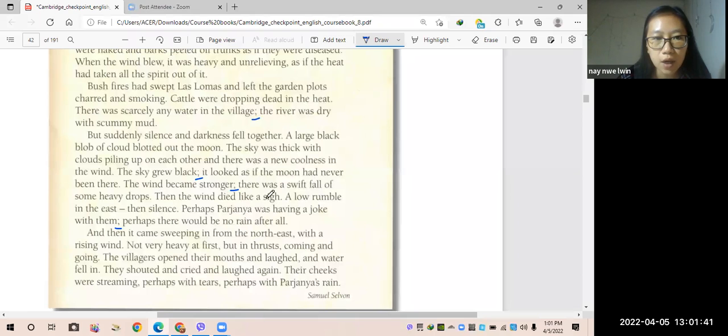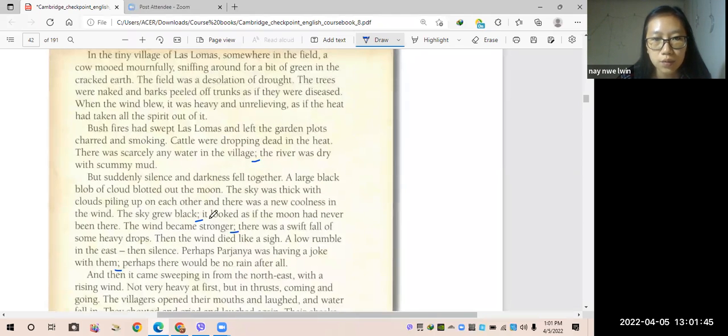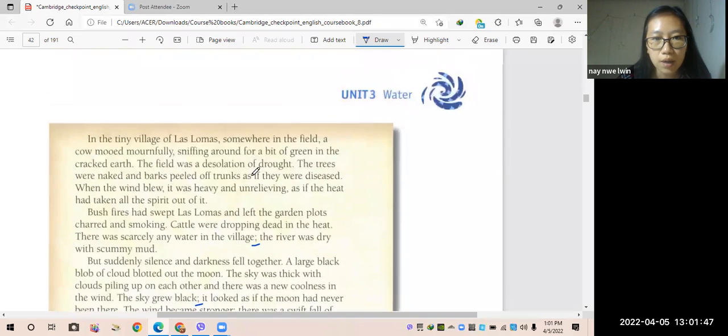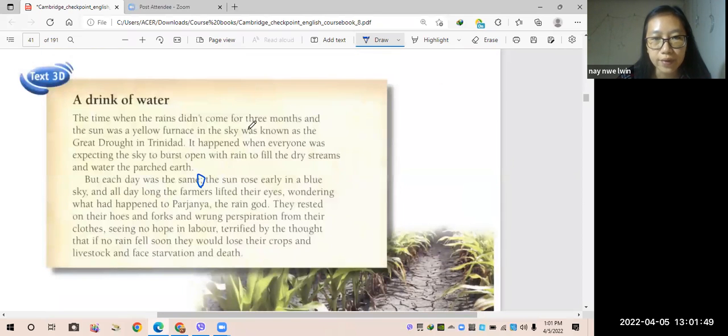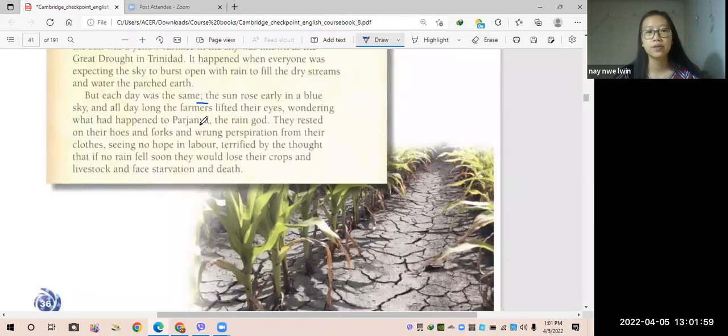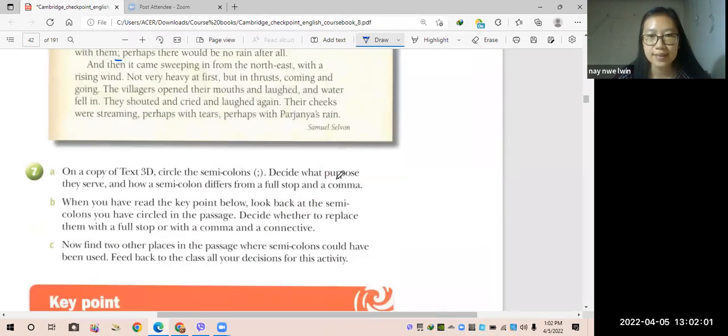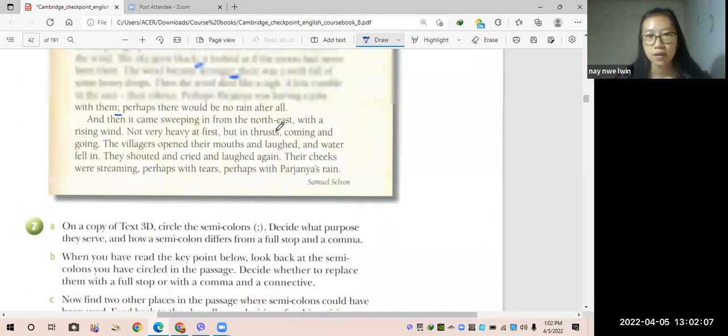So how many semicolons are there? Five: 1, 2, 3, 4, and one more here. So 5, right? You have to analyze it in your book. So there are 5 semicolons there. And the question is to decide what purpose they serve. So what is the purpose of using a semicolon here?